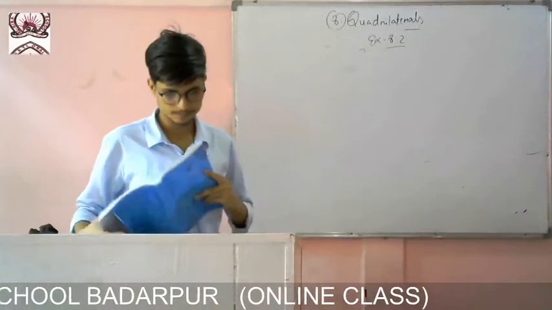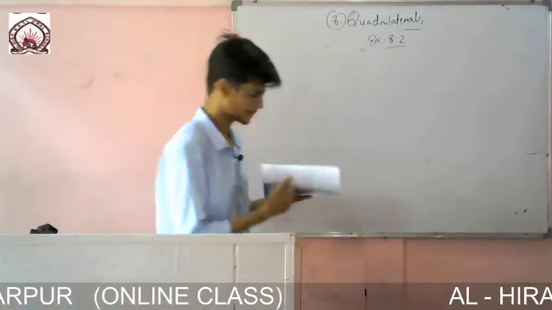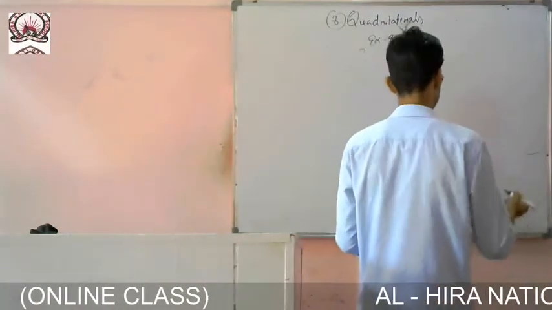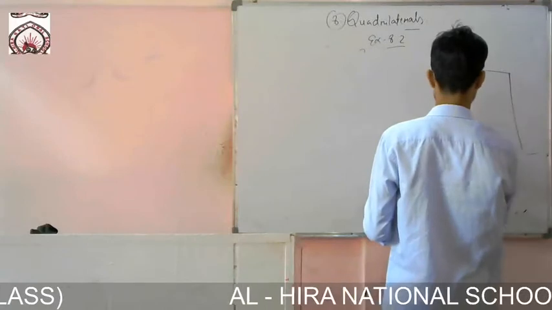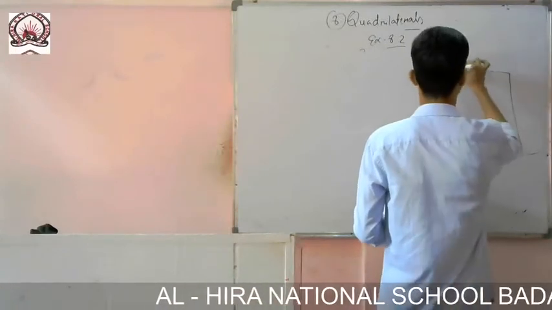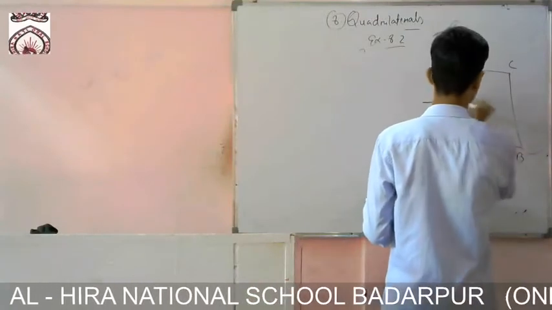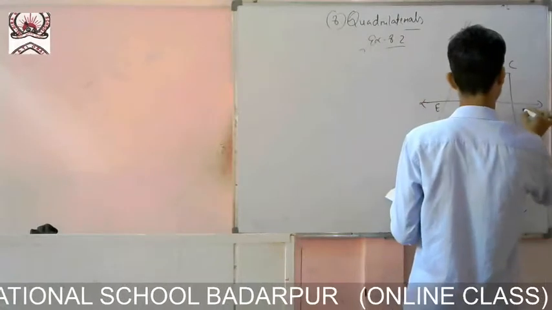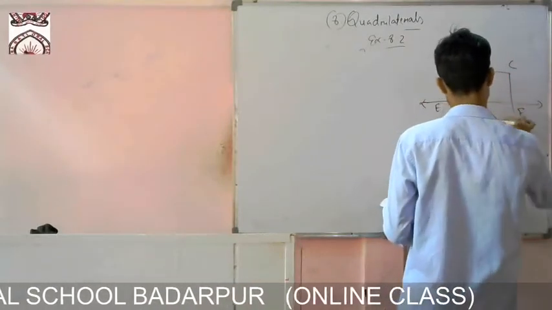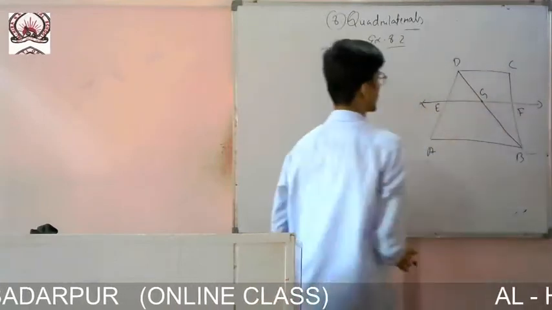The figure is given in your book, let me draw this one. So it is given like this: D, C, A, B, and E, F, and this is G. Okay, so this is the figure.